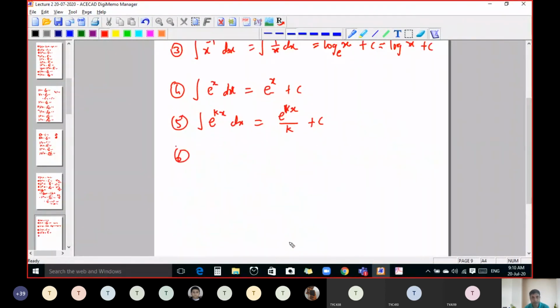Sixth, integration of a raised to x dx. The answer is a raised to x upon log a base e plus c.